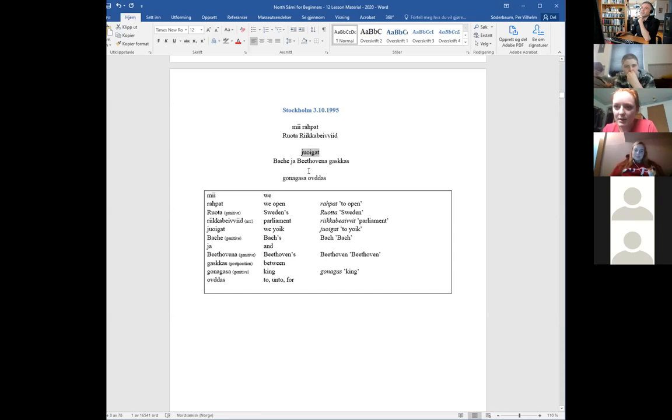Exactly. Exactly. Yeah. And even though it says here Bach's and Beethoven's, the reason why those words are put in genitive in Sami is because the postposition gaskas needs genitive, but when you translate it, you don't need to translate it like that. I see. So between Bach and Beethoven. Exactly, yeah. And then the last line.